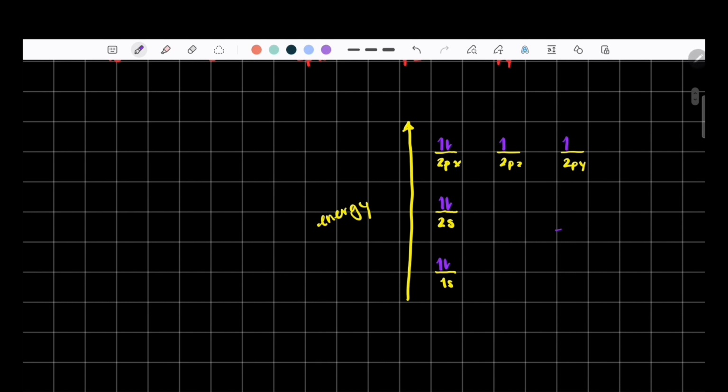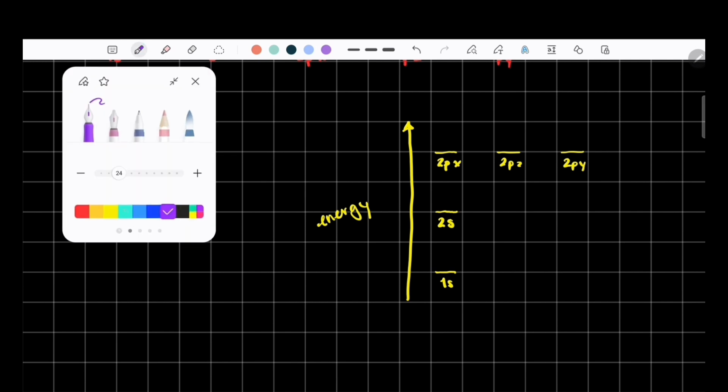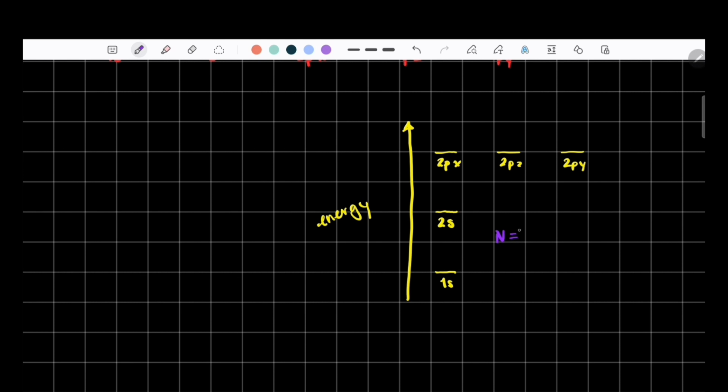And then we can erase these, and let's do another example. Let's stay the same here, nitrogen. Nitrogen has 7 electrons. So if we implement those, we'll do 1, 2, 3, 4, 5, 6, 7. So the p orbitals have no paired electrons.